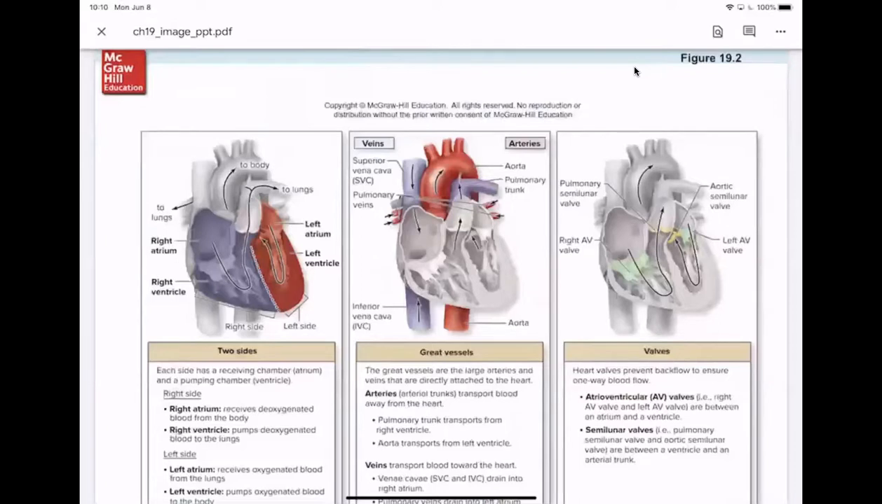The atria are the superior chambers, so they're on the top. So when we look at this, let me see if I can mark.